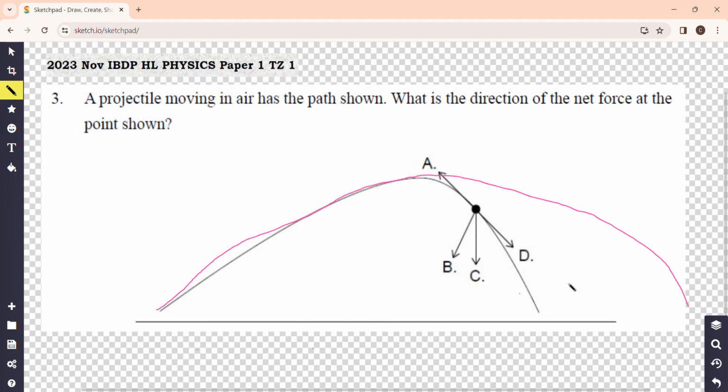And now the path is compressed to the left. It means that the air resistance is significant. So when the body is moving downward, there is an air resistance opposite to the velocity acting on it.